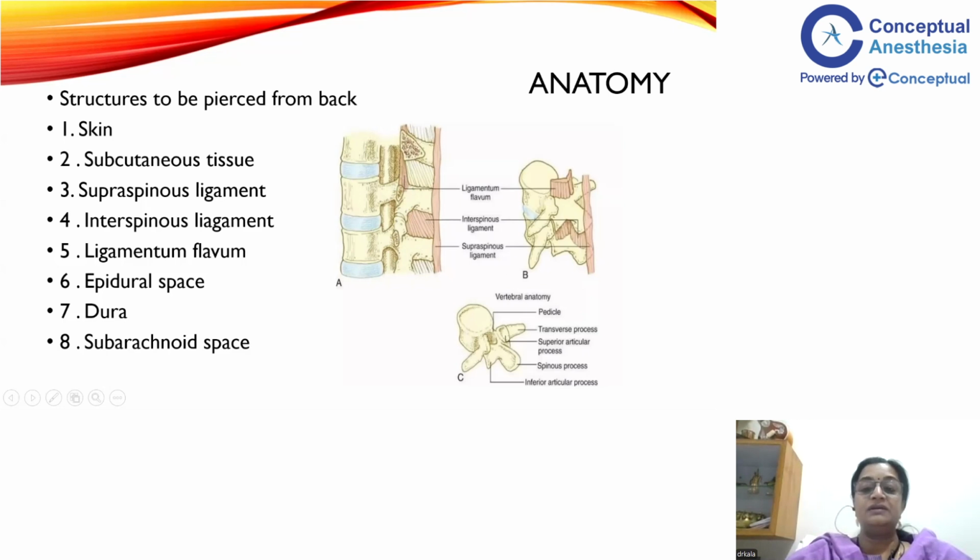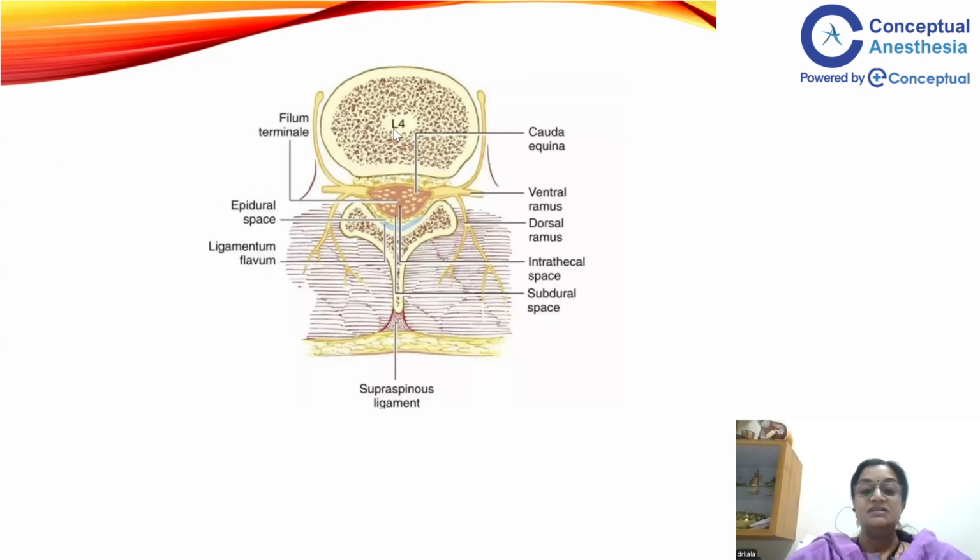After that, we enter the ligamentum flavum. Then you enter the epidural space. Then beyond that is your dura and then the subarachnoid space. Once you pierce the dura, you enter the subarachnoid space. This is the transverse section at L4.